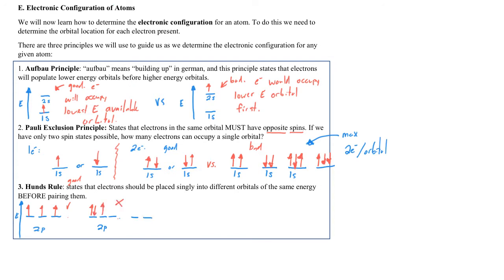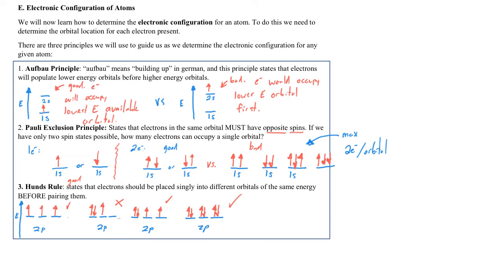So the first example I have here with 3 unpaired electrons in 2p orbitals is good, but the second one here is bad because we haven't filled up that last orbital before we started pairing them. So we've got to fill evenly before we pair them. So here are a few more examples of that, like this third example that I have drawn here.